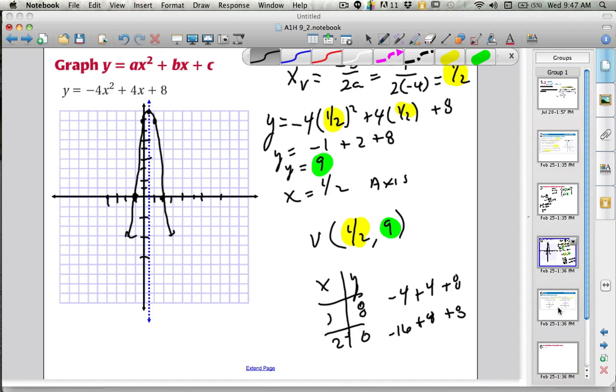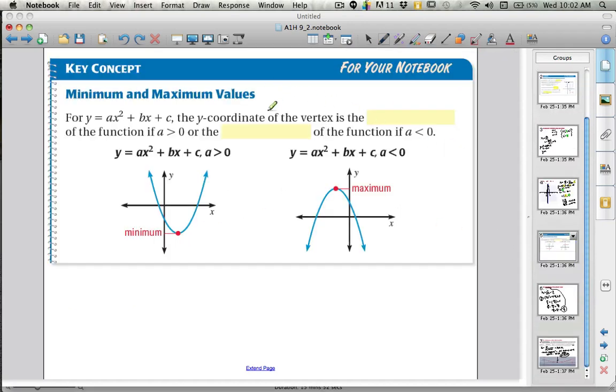So when we're talking about maximum and minimum values, remember if the graph opens up, we're looking at a minimum value, and that means that a was greater than 0. And when my graph opens down, I'm looking at a maximum. That's when a was less than 0. So remember, we're looking at a minimum when a is greater than 0, and a maximum if a is less than 0.